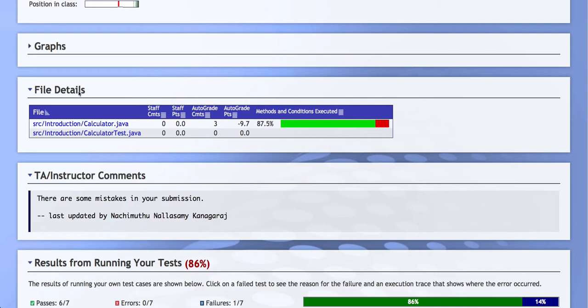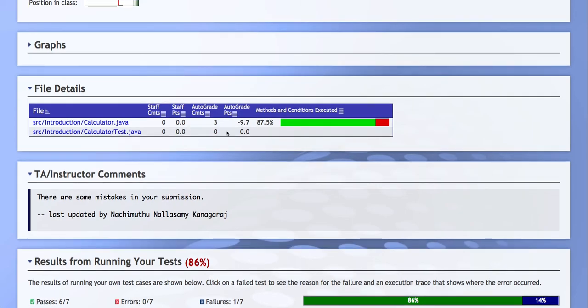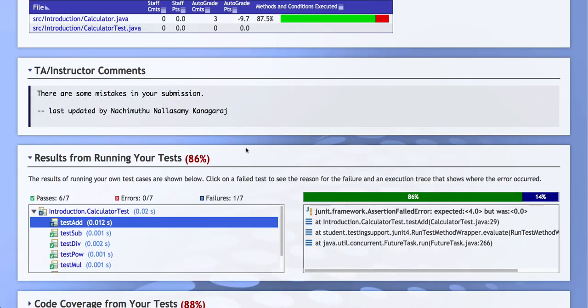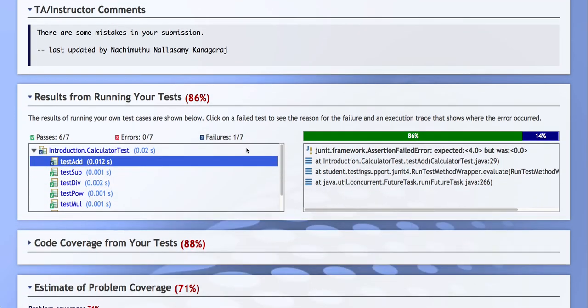We can see some information about how each file is contributing to the scores. We can see that this file isn't contributing at all to the score. There's no points plus or minus, and this one is taking away points. So I have some mistakes in this file. In another video, we look at some of the specifics of what is in the file breakdown.